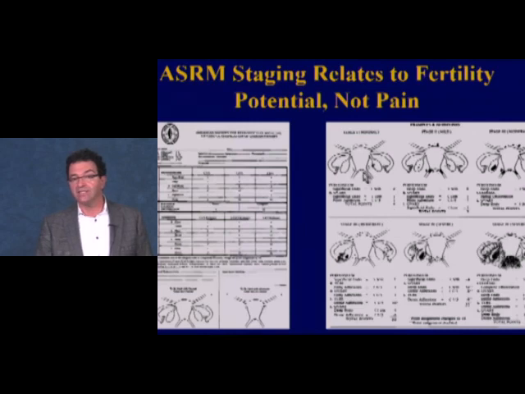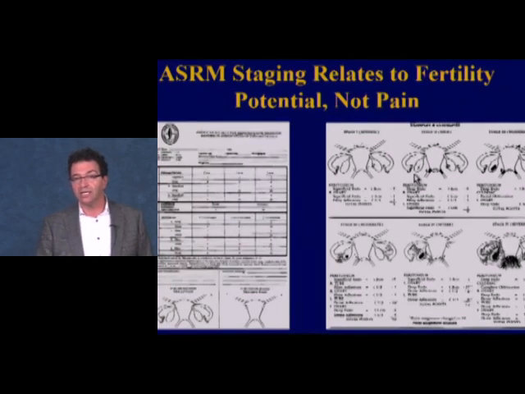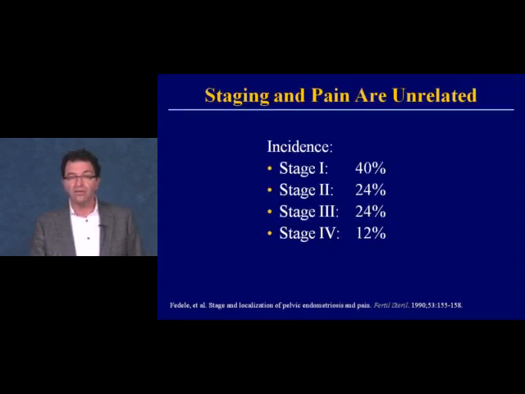Typically, adolescents have stage 1 or stage 2 disease. But there is no correlation between the amount of pain. And in this study, patients with stage 1 disease were more associated with pain. Why is that?